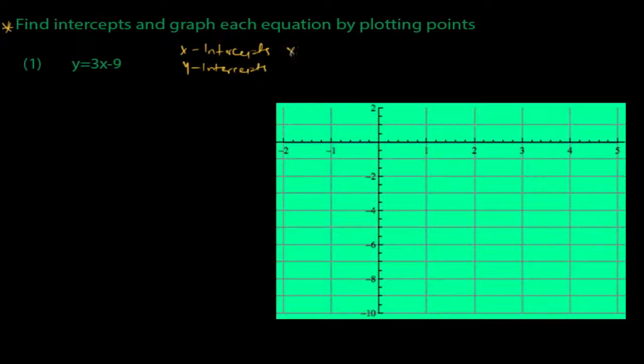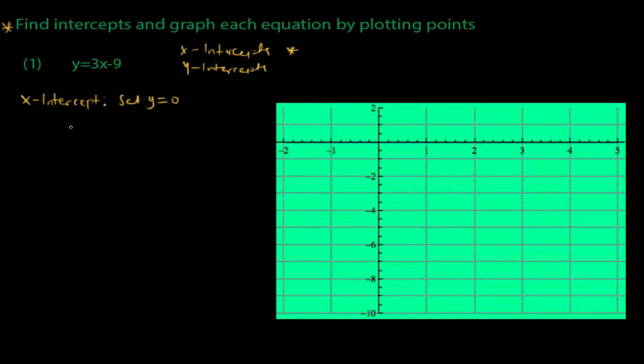The x-intercept is the value of x when y is 0, while the y-intercept is the value of y when x equals 0. To start, let me find the x-intercept. You recall, the x-intercept is the value of x when y is 0. So I'm going to set y to be 0 in the original equation.